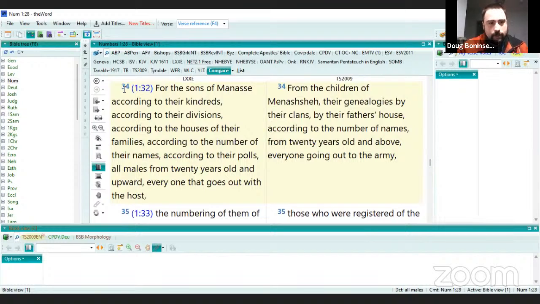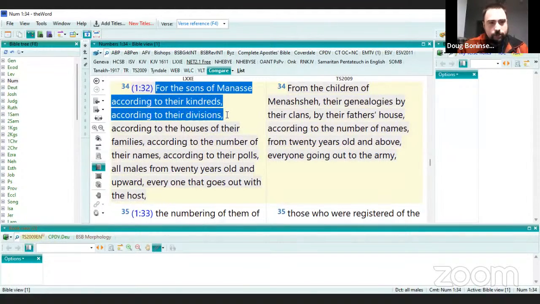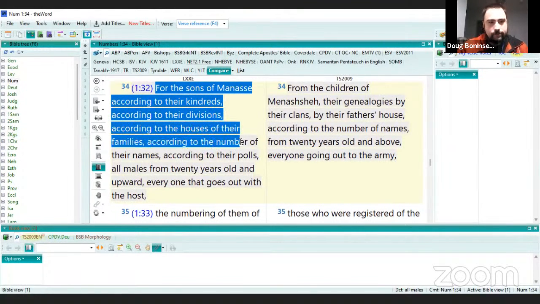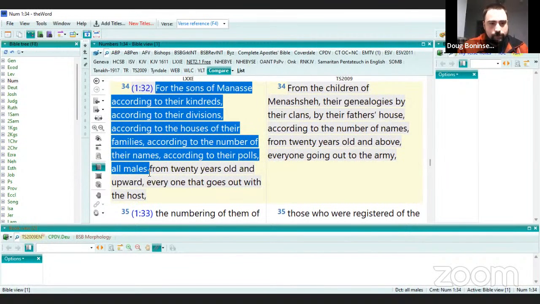Anyway, so verse 34 here says, for the sons of Manasseh, according to their kindreds, according to their divisions, according to the houses of their families, according to the number of their names, according to their polls, all males from 20 years old and upward, everyone that goes out with the army.